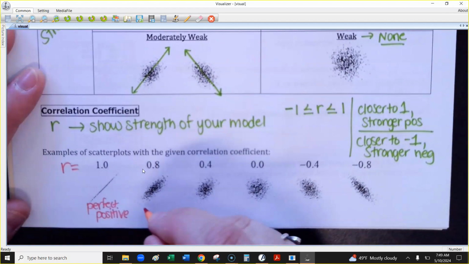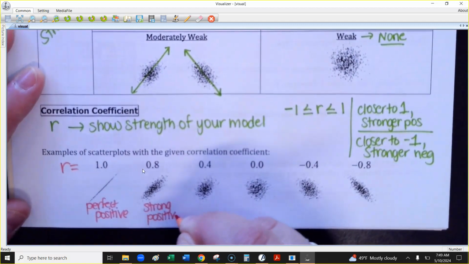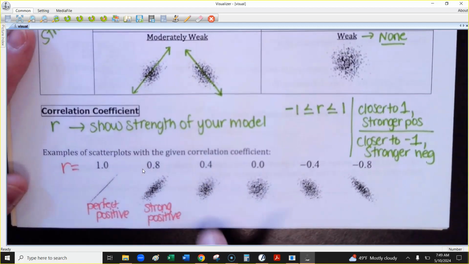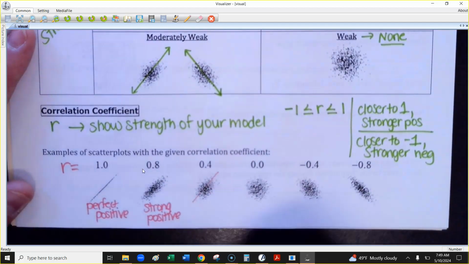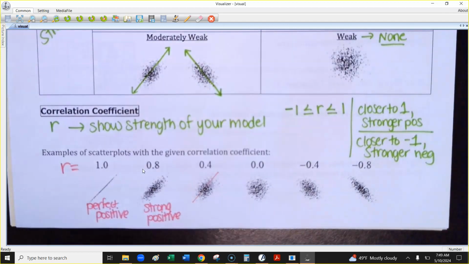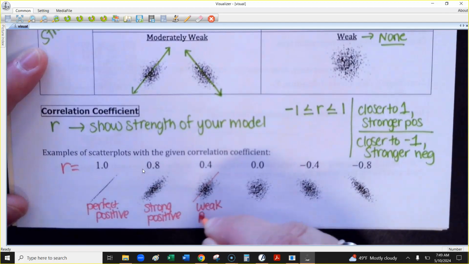Now, you guys can see here, this is positive, this is 0.8. We would call this strong positive. There's a strong correlation between those data values, and pretty much anything like 0.8 or above is going to really be a good estimate of your data. When you start getting into this area, like a 0.4, I could still argue that this looks like it has a positive slope, but obviously this is a lot weaker in terms of representing the data. So this would be considered a weak positive.